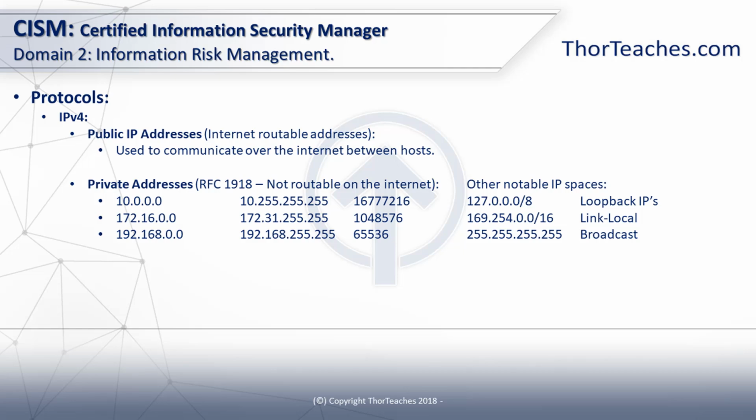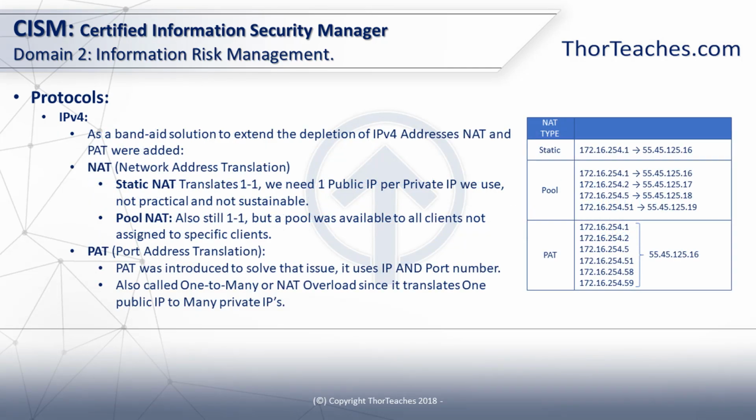255.255.255.255. Another band-aid solution we implemented when we were running out of IPv4 addresses was NAT and PAT. Static NAT translates 1-to-1. NAT means network address translation, and PAT means port address translation. In static NAT, we translate 1-to-1. So for every private IP we have that we want to be able to use the internet, we need a public IP, which really gives us nothing. We're still going to use the same amount of public IP addresses.